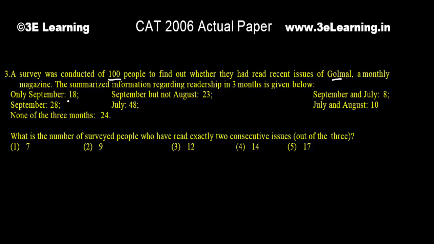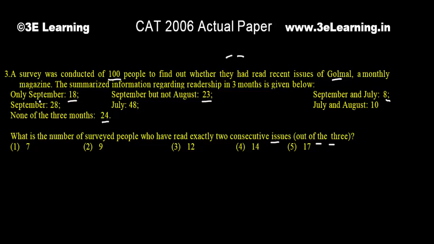Only September is 18. September but not August is 23. September and July is 8. September is 28, July and August is 10. None of the 3 months is 24. And we have the question: what is the number of surveyed people who have read exactly 2 consecutive issues out of the 3? Consecutive issues means they have read consecutive months.